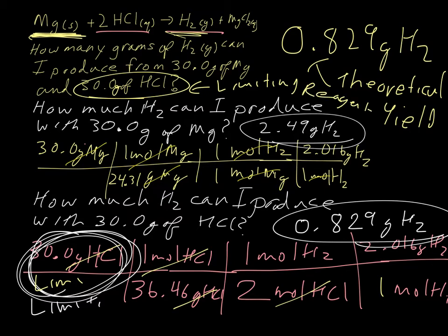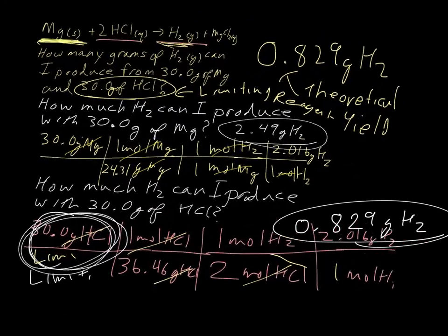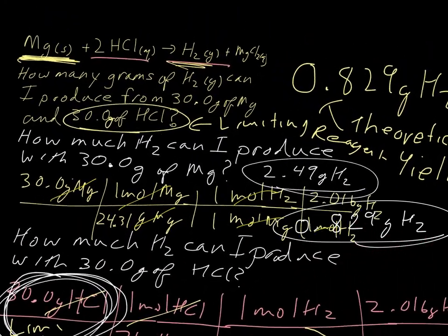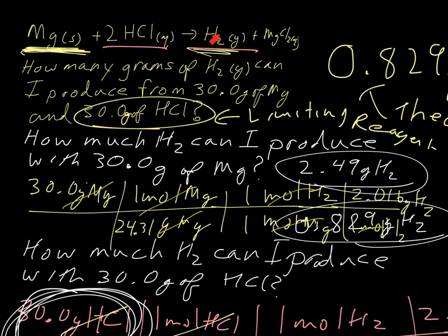Because it produced the lesser amount. So there's another example. Another quick thing about this example, and for some reason this causes people confusion, and it's understandable. If you look at this equation, I had 2 products here, right? I had hydrogen and I had magnesium chloride.